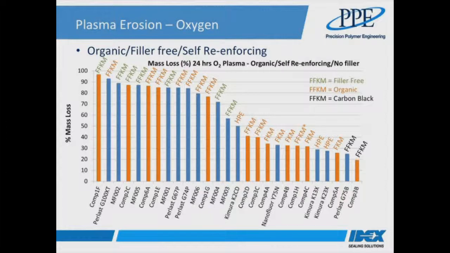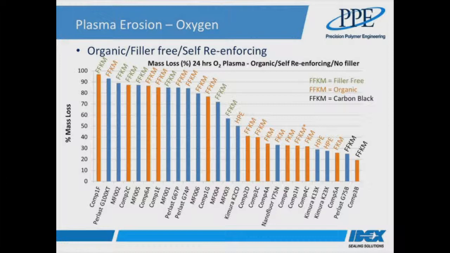Okay, so what about the second group from the oxygen plasma test samples, which is a combination of all the organic materials, either be they filler-free or have an organic filler system. The two best materials from this group happen to be carbon black filled materials, okay, but semicon for critical applications, we don't really like carbon black for reasons that we've gone into previously.